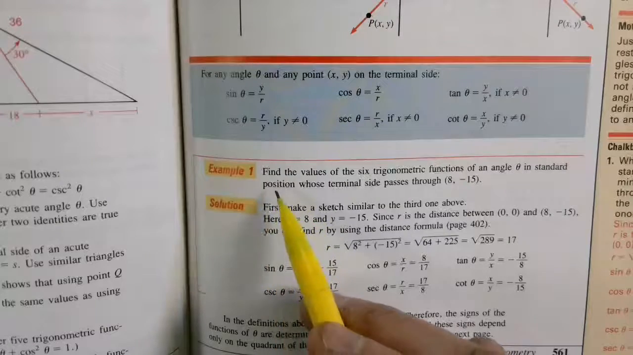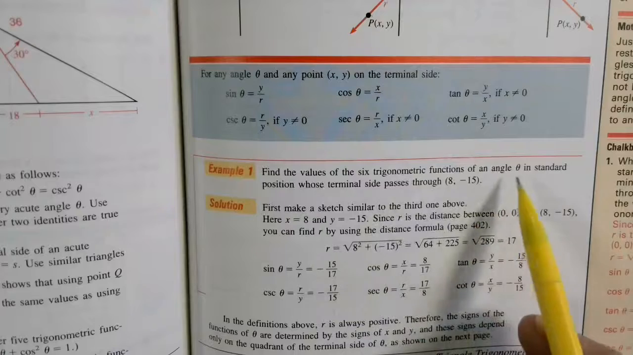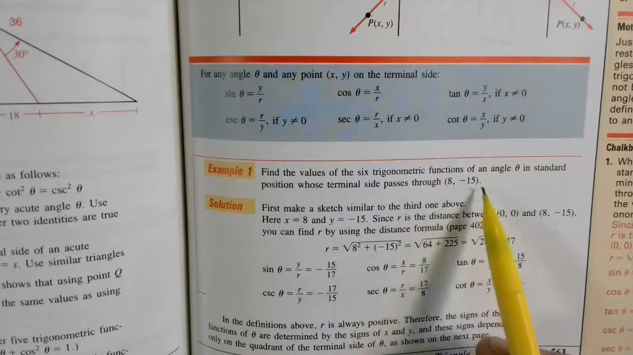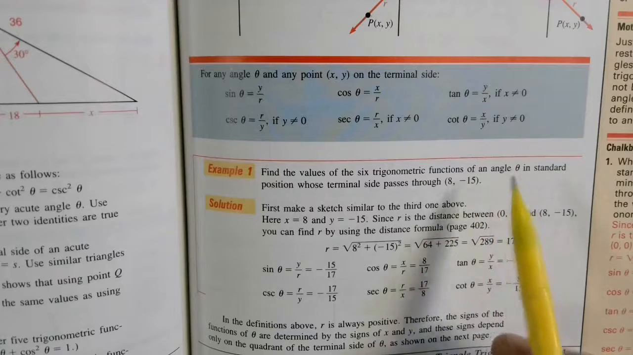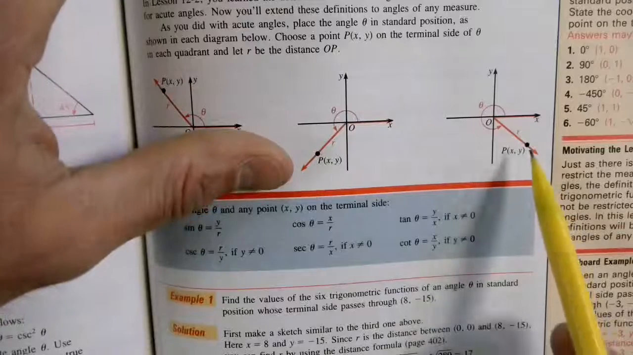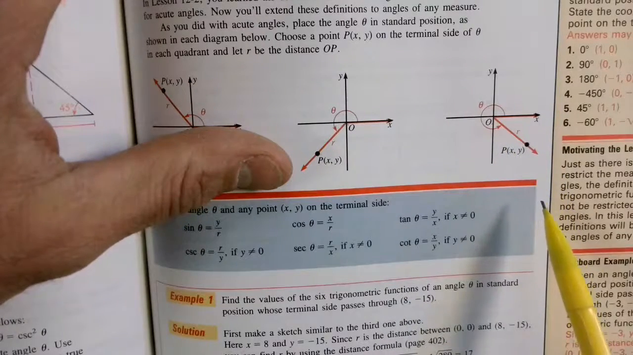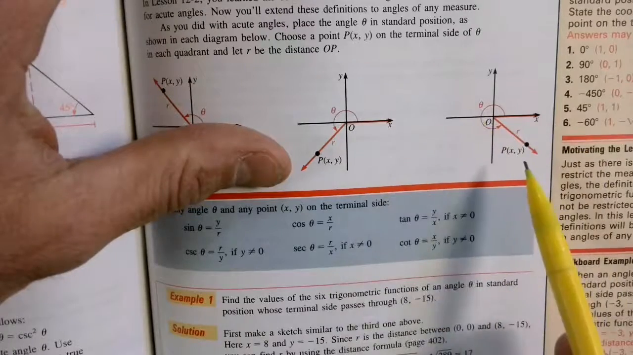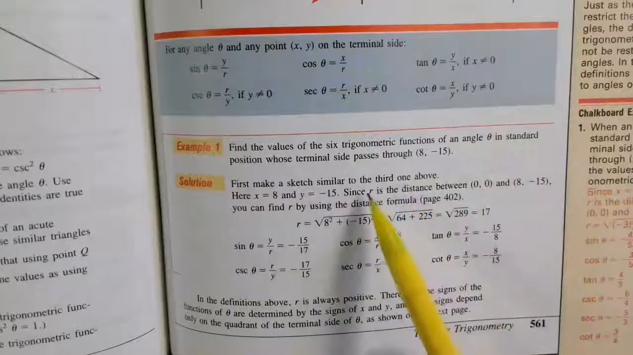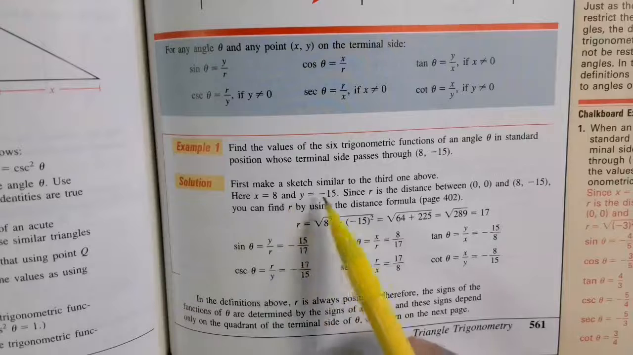So the first example, let's go through it. It says, find the values of the 6 trigonometric functions of an angle theta in standard position whose terminal side passes through (8, negative 15). Okay, (8, negative 15). That is going to be a graph that looks like this, because it's going to go 8 and then down 15. So we're going to be dealing in the 4th quadrant. First make a sketch similar to the third one above, like I just showed you. And then x is 8, y equals negative 15.